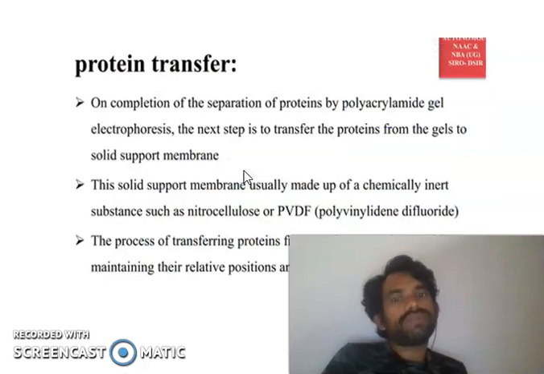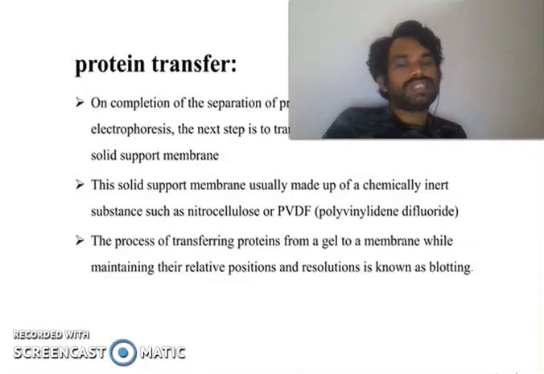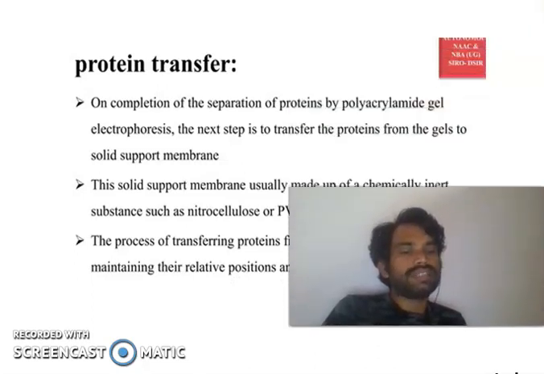Then you can go on to the protein transfer, how the protein will be transferred. After the separation of proteins by polyacrylamide gel electrophoresis, the next step is the transfer of protein from the gel to solid support membranes. The solid support membranes are usually made of a chemically inert substance such as nitrocellulose or polyvinylidene difluoride. The process of transferring protein from gel to membrane while maintaining their relative positions and resolution is known as blotting.